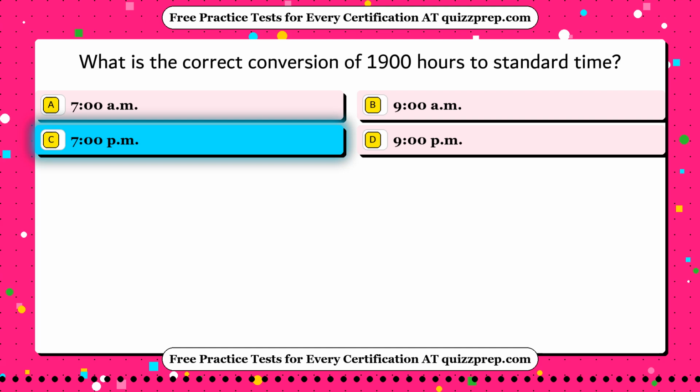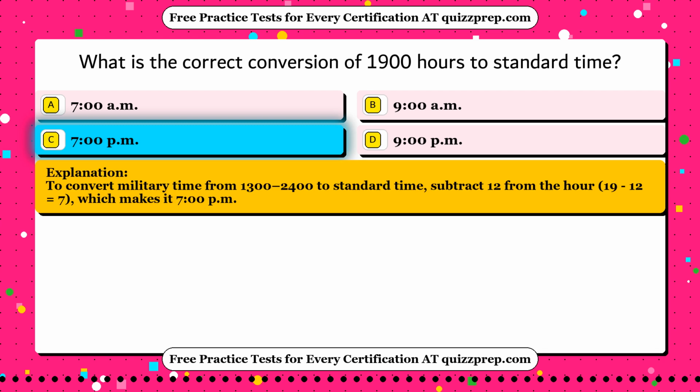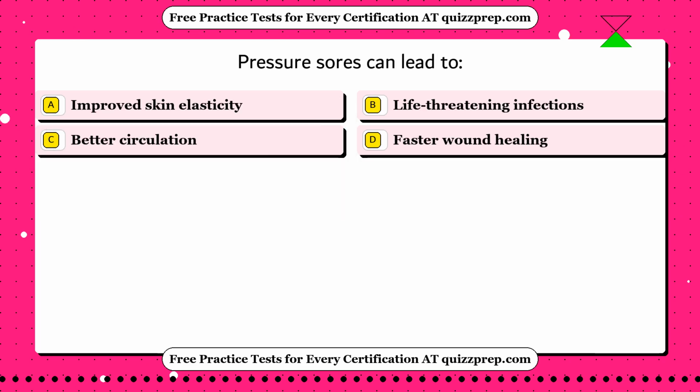The correct answer is option C. 7 p.m. To convert military time from 1300 to 2400 to standard time, subtract 12 from the hour. 19 minus 12 equals 7, which makes it 7 p.m. Question 38. Pressure sores can lead to: Option A.